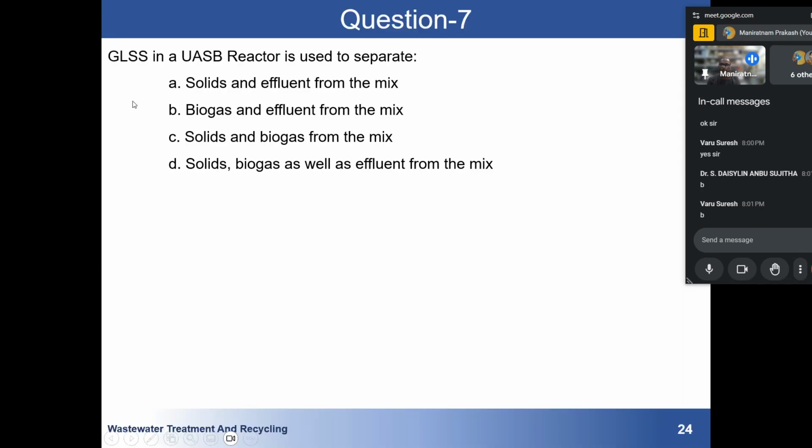So again, when I was showing this UASB, I was discussing GLSS. So a question is again related to GLSS, if you have paid attention. So try to answer this question. If you have an idea about GLSS, then answer. If you don't have an idea about GLSS, I can repeat it for those who have joined recently.